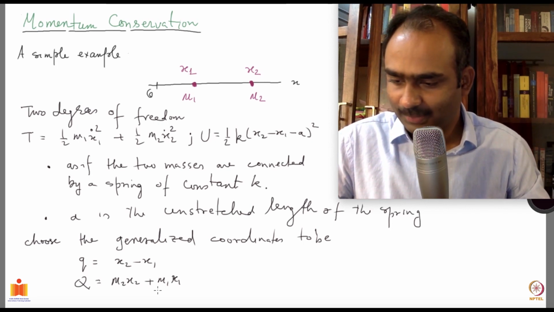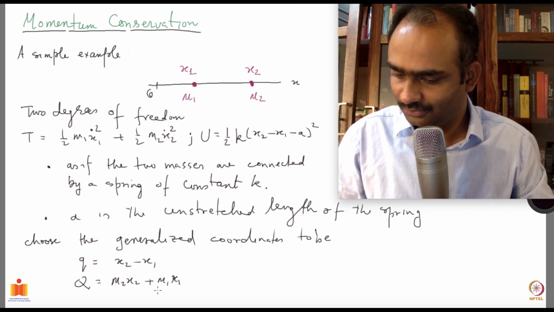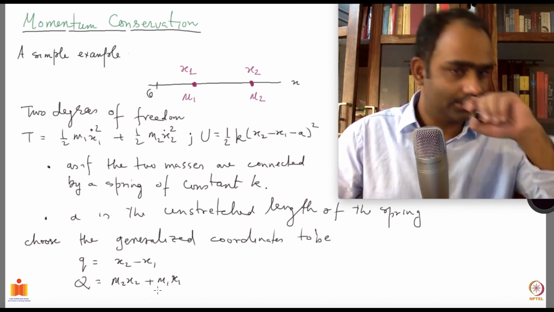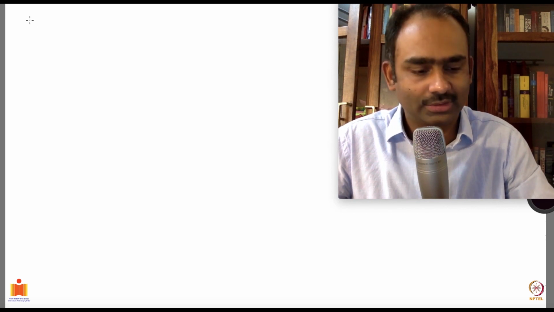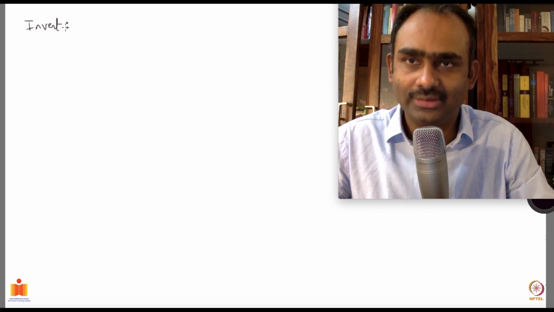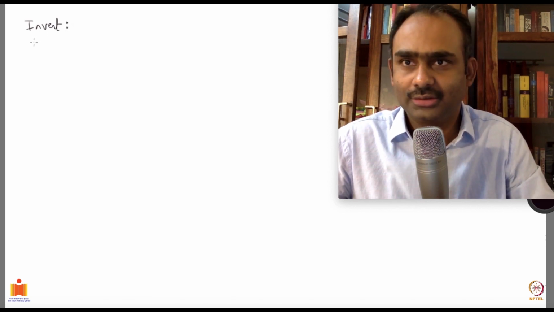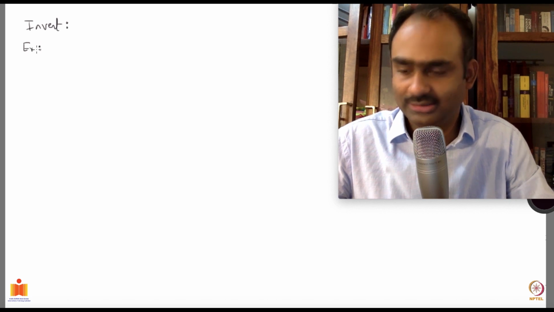Let me see. Okay, maybe I should go to the next page. So take those coordinates and invert them now. So you determine x1 and x2 in terms of small q and capital Q. That's what you have to do. And you should do the following exercise and check that indeed you get this result.